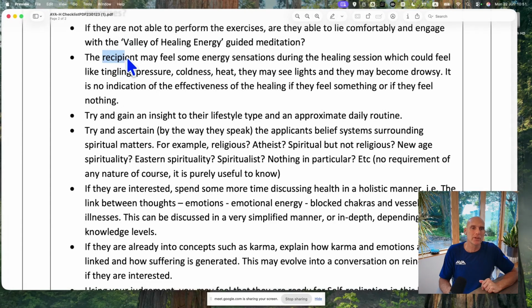Always good to inform them about what they might feel during the healing session. They may feel some energy sensations during the healing session, which could feel like tingling, pressure, coldness, heat. They may see lights. They might become drowsy, and it's always good, if you're explaining that, to mention it's no indication of the effectiveness of the healing if they feel something or if they don't. It's interesting if they do, but it does not mean that there's no healing energy going through.